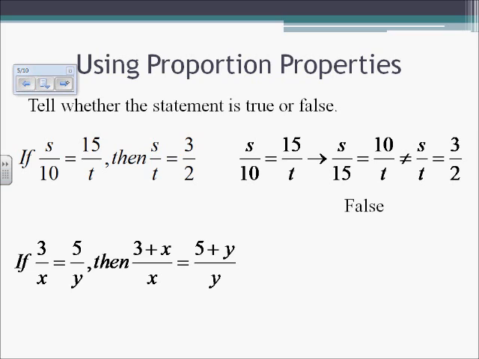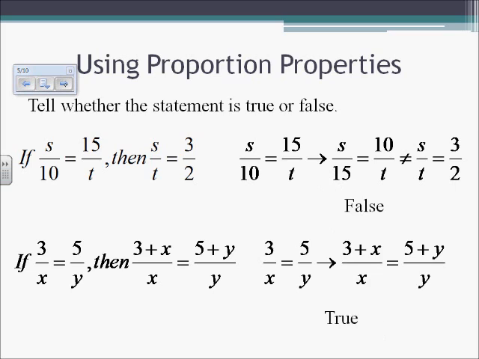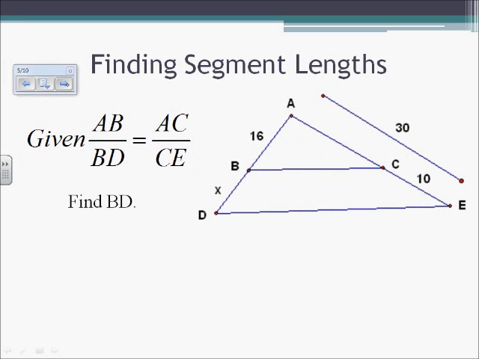Alright, bottom statement. If 3 over x is equal to 5 over y, then 3 plus x over x is equal to 5 plus y over y. Well, let's see what we can get. From the left side, we can say that 3 over x is equal to 5 over y, and if we add the denominator on both the left and the right, then we know that we do have a true statement. Okay, it is possible. Very good, true statement.